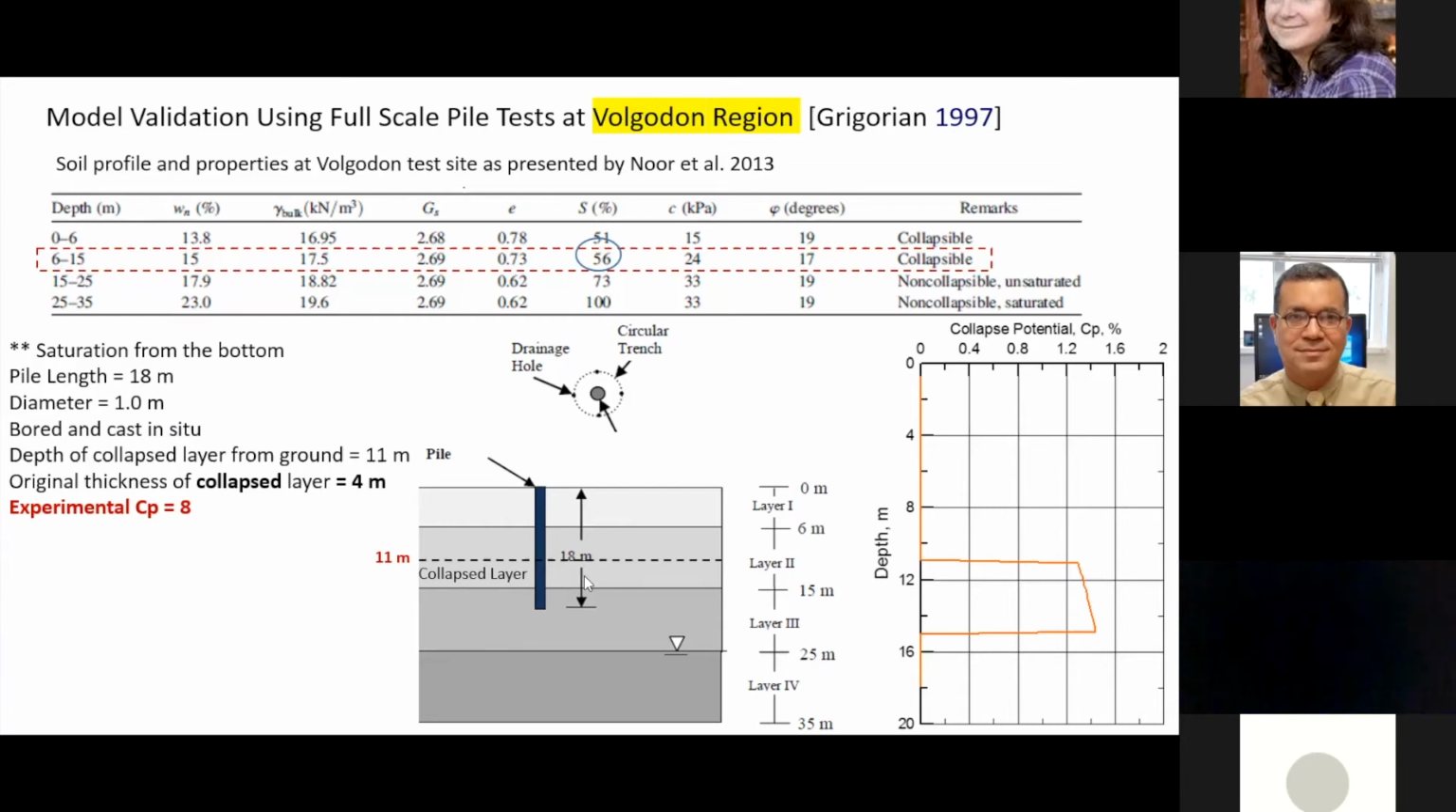The inundated, in fact, was the bottom 4 meters of that layer, from 15 to 11. This is what they inundated. But the inundation here was from the bottom, and it was using a different procedure to do it. What they did, in fact, they had a kind of drainage hole, around 3 drainage holes, and they could start pumping the water into this drainage hole to saturate or inundate the soil here.